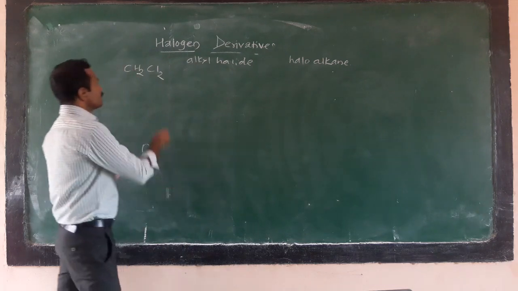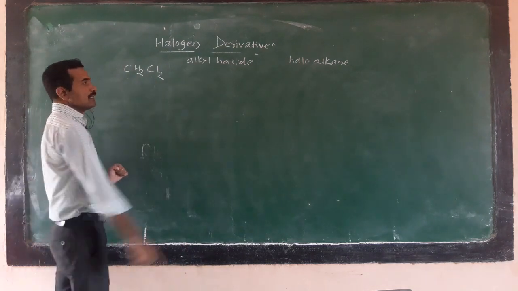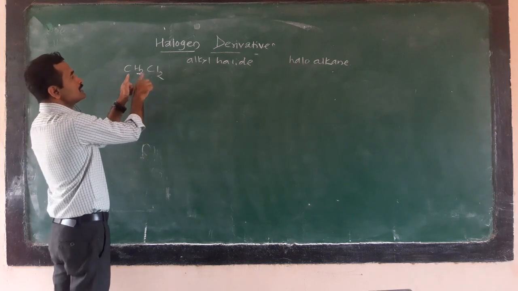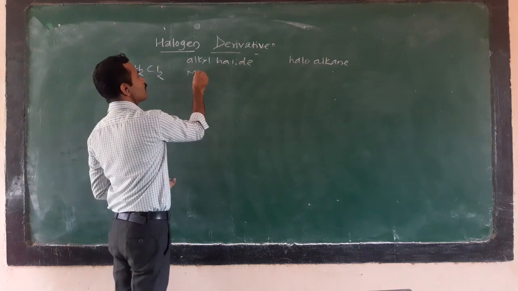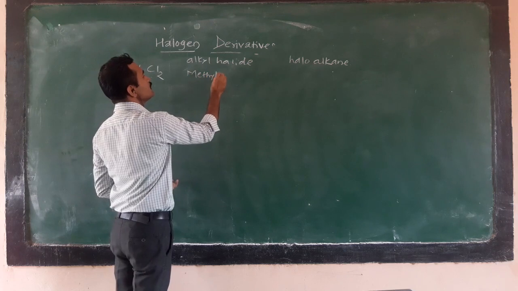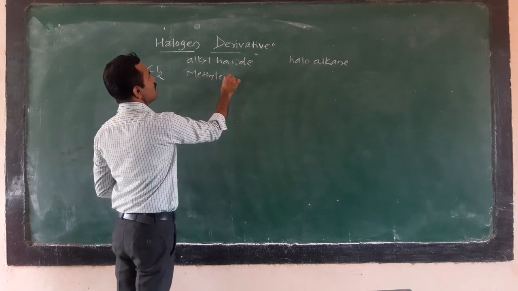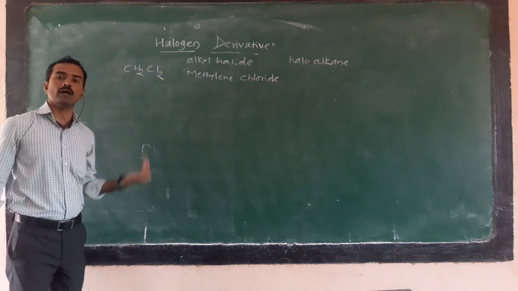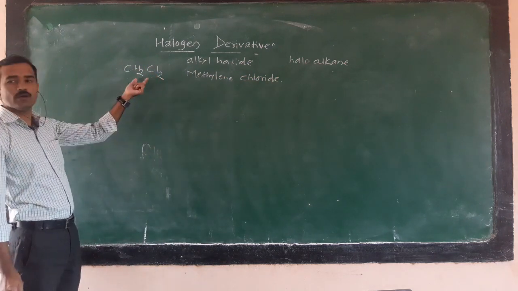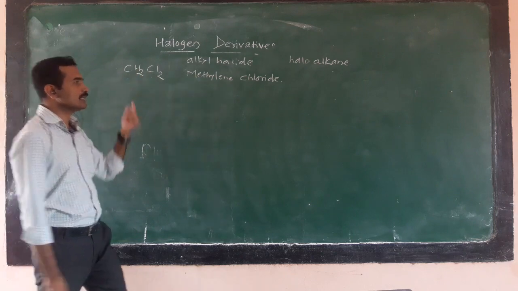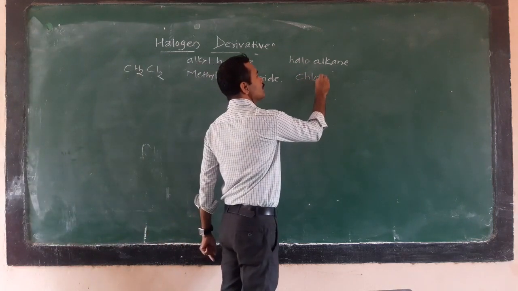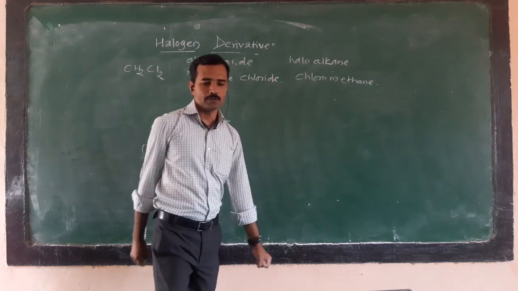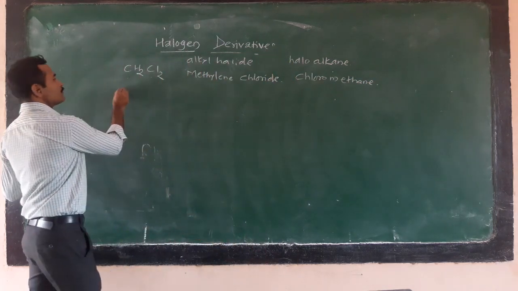So CH2Cl2 is an alkyl halide. How many carbons are here? One carbon. So that's why the common system name of this compound is methylene chloride. And in the IUPAC system, it is named as haloalkane. What is halo? Chloromethane. So we write here chloromethane. This is a very simple example.